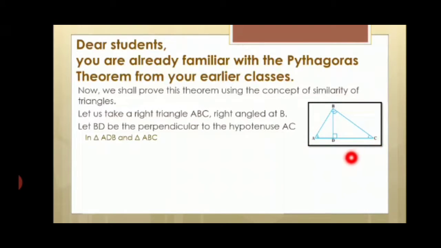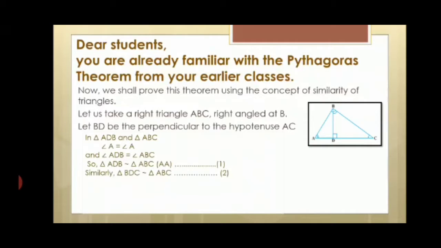Now carefully see, in both these triangles, is angle A coming common? Yes, angle A is common. Also in triangle ADB, this angle ADB is 90 degrees. Similarly in triangle ABC, this angle B is 90 degrees. So I have angle ADB equal to angle ABC, and angle A is common in both the triangles. Therefore, I can say that the two triangles are similar by the AA rule of similarity.